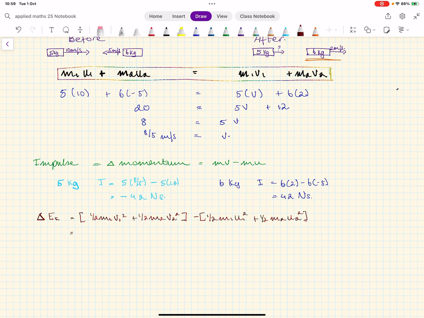And that's going to be a half times 5 times 8 over 5 squared plus a half times 6 times 2 squared minus a half times 5 times 10 squared plus a half times 6 times 5 squared. And I just put that into my kinetic energy and I get a loss of 306.6 joules.